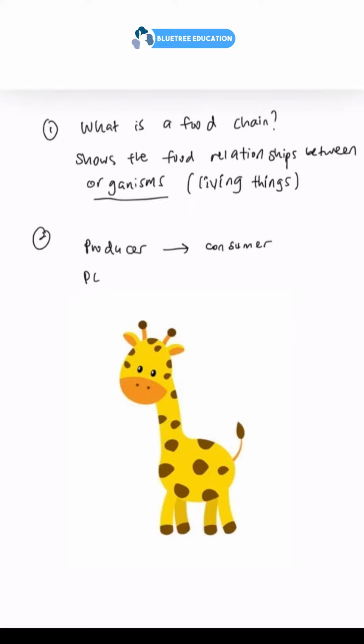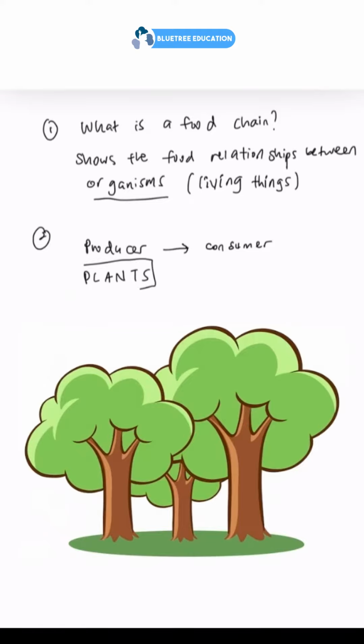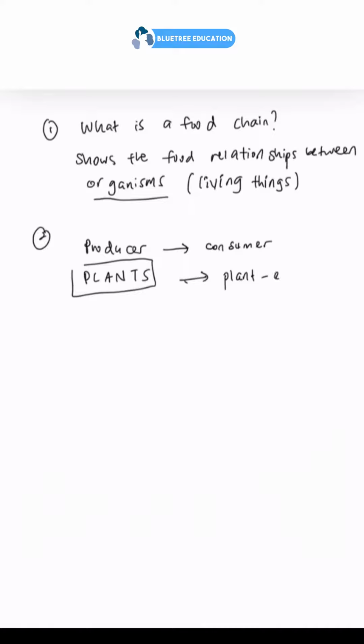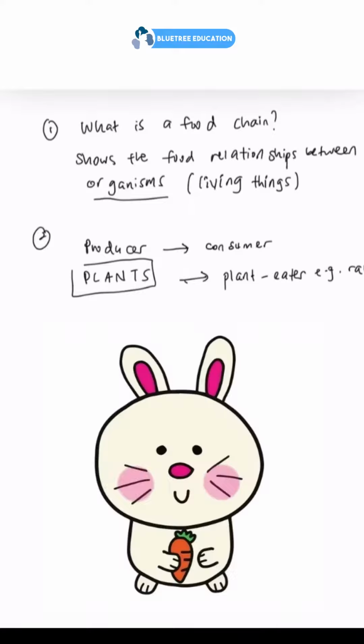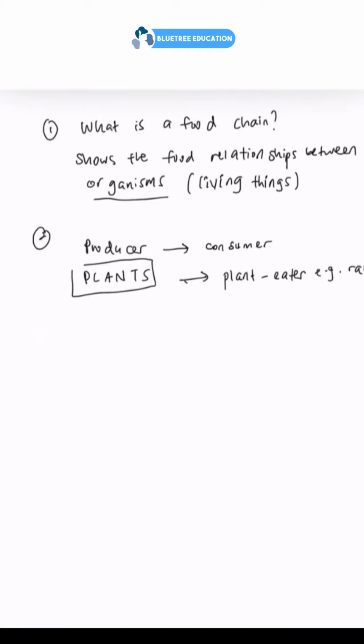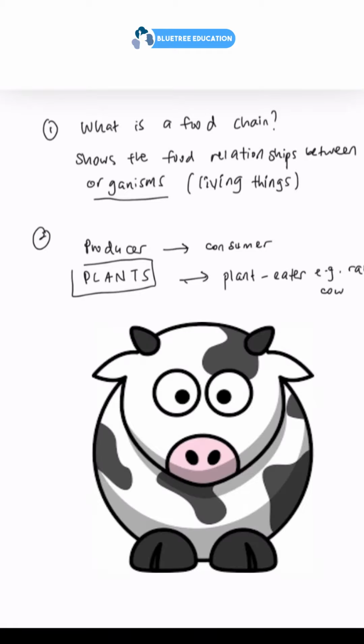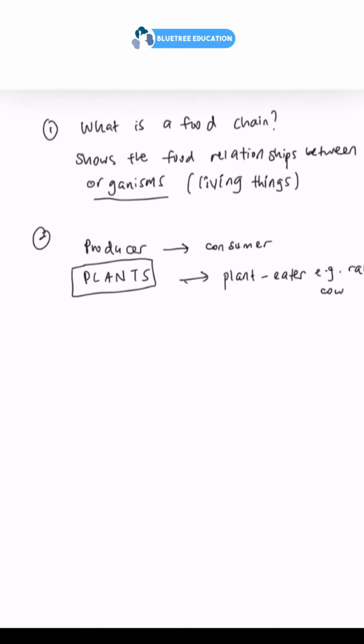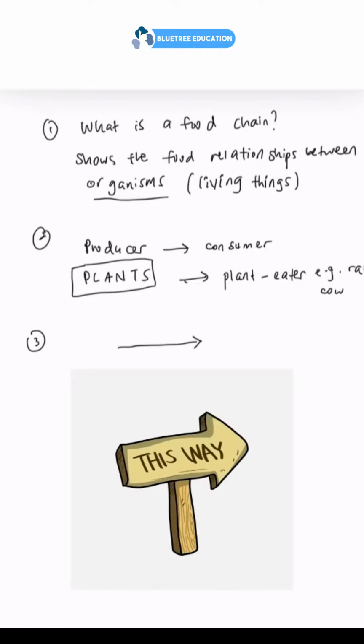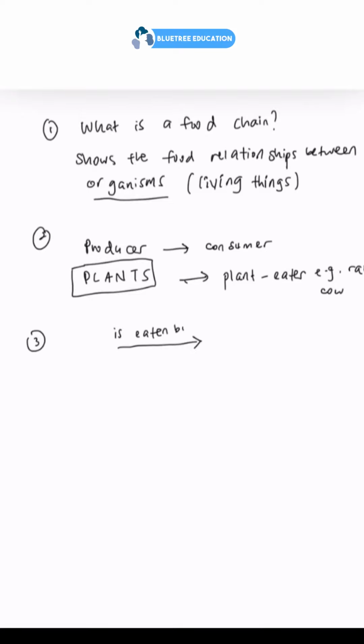And in the primary science syllabus, we know that usually the producers are our mighty plants. So in this case, the plants are eaten by a plant eater. Let's go through some examples of plant eaters. Yes, rabbits, that's one. We have the cows, right? That's another. And when we write the food chain, it is very important to take note of the direction of the arrows. The direction shows this is eaten by.